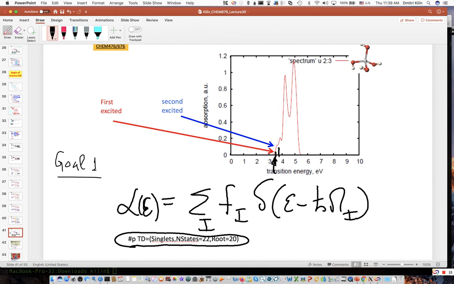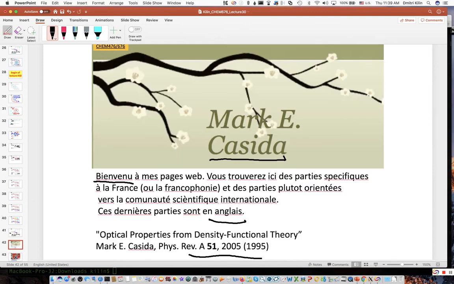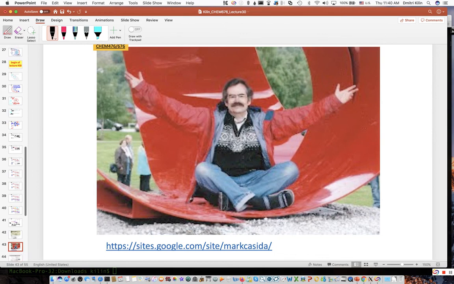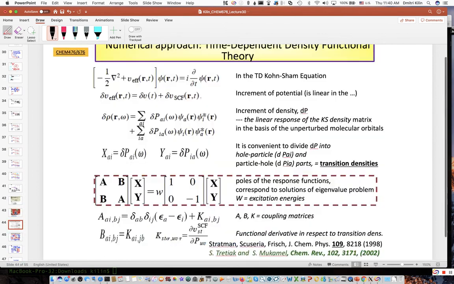If I look online for Mark Casida, he has a web page that welcomes everyone in French, because he's in Canada and probably his first language is French. So this paper of 25 years ago is when this equation was derived. So here is his photograph, and here is his equation. We already went through this equation in the previous lectures, but let me go over it once again, just in case your future research will need high accuracy absorption spectra.